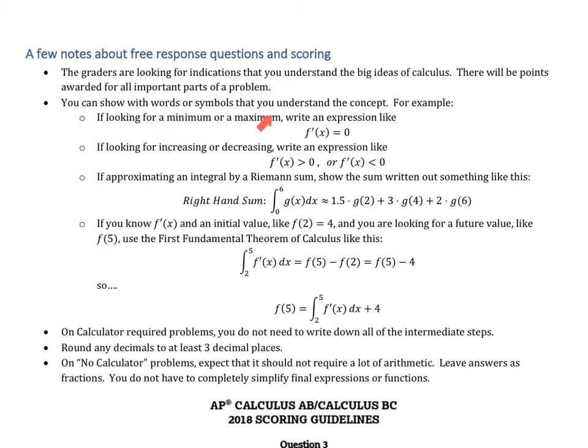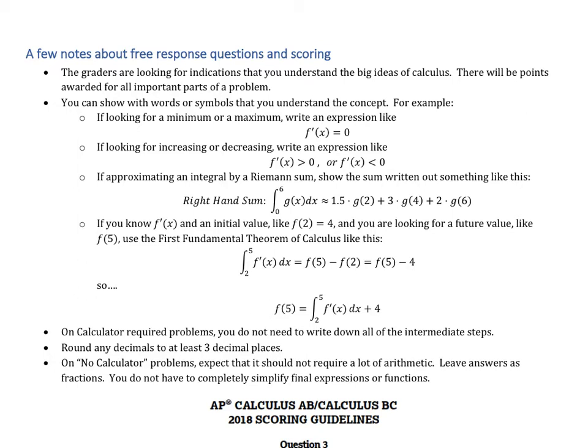For example, if you're looking for a minimum or maximum, and the question says find a minimum, find a maximum, it'd be a good idea just to write down f prime of x equals 0. And that shows that you know what you're looking for. Then go look at the problem and try to find that. Or if we're talking increasing or decreasing, write this expression out: f prime of x is greater than 0 or less than 0. And then go answer it. Sometimes just by writing this, you'll get points, even if you don't go find out the correct answer. That'll be worth a point. So it's a great way to get points there.